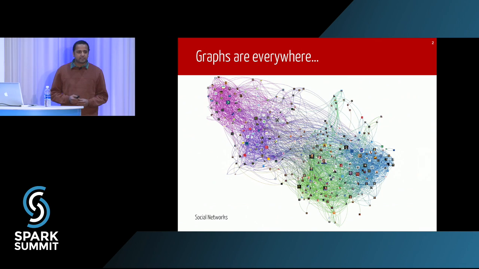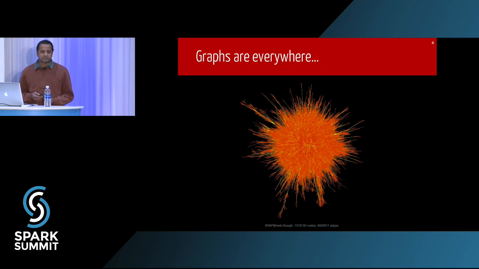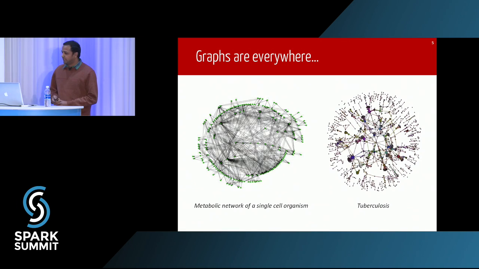So the main motivation for this work is that graphs are everywhere. For instance, here is a graph that many of us are familiar with. This is a graph of Twitter. It happens in P2P networks. This is a graph of the Gnutella network. And in the internet, this is a graph as seen by Google some time back. And in diverse domains such as biology and medicine, this is a graph of organisms and tuberculosis cells.